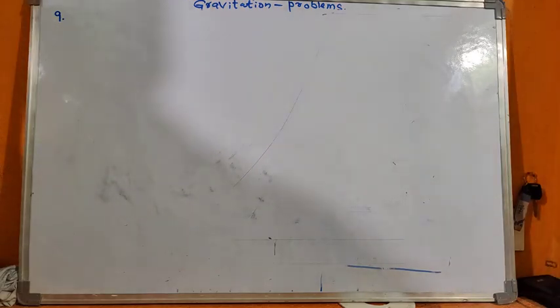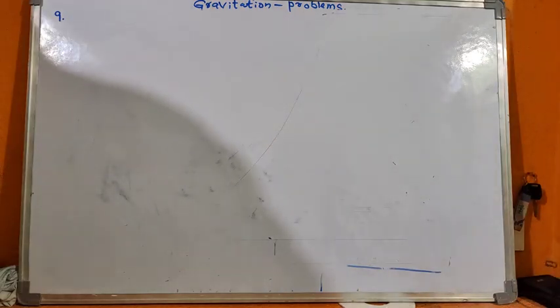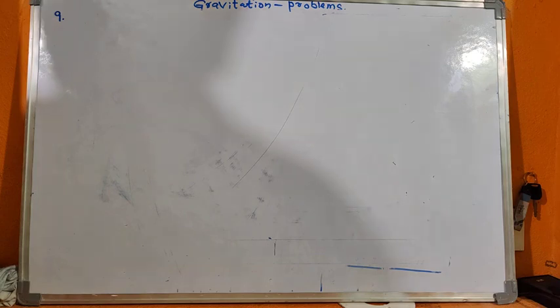Ninth problem. Two spherical balls of 1 kg and 4 kg are separated by a distance of 12 centimeters. Find the distance of a point from the 1 kg mass at which the gravitational force on any mass becomes 0.